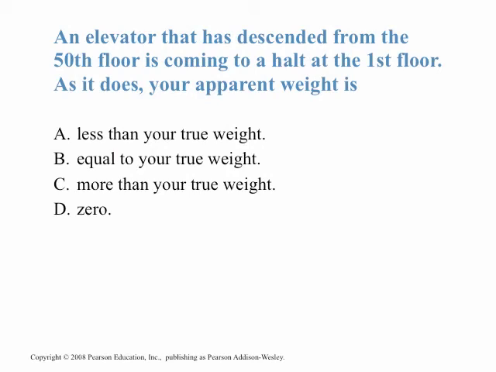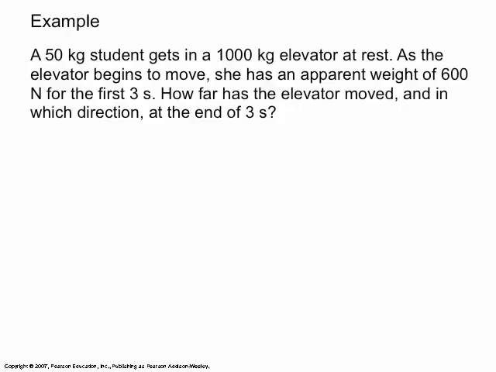If the elevator has descended from the 50th floor and it's coming to a halt at the first floor, as it does, is your apparent weight in this situation, going down from the 50th floor to the first floor but slowing on the way down, less than, equal to, or more than your true weight, your gravitational weight, or is it 0? And on Blackboard, submit your answer with your explanation of how you got your answer to this problem.